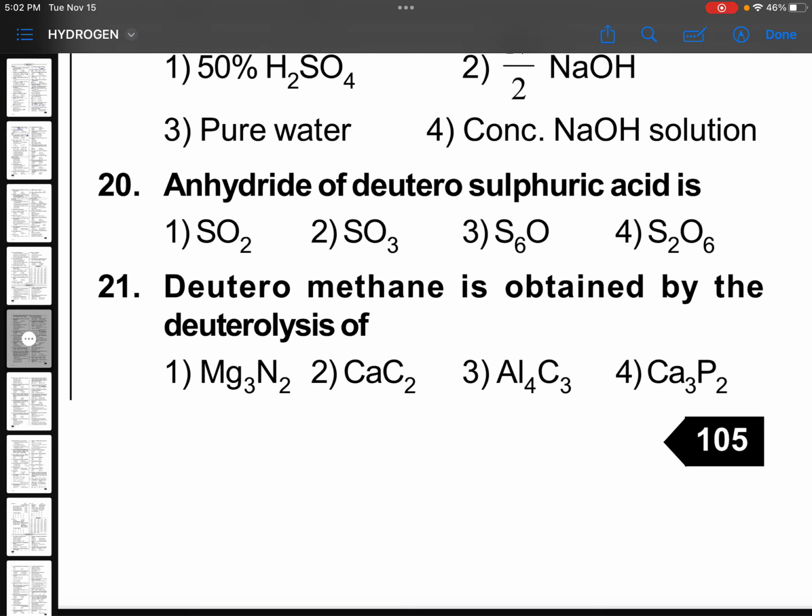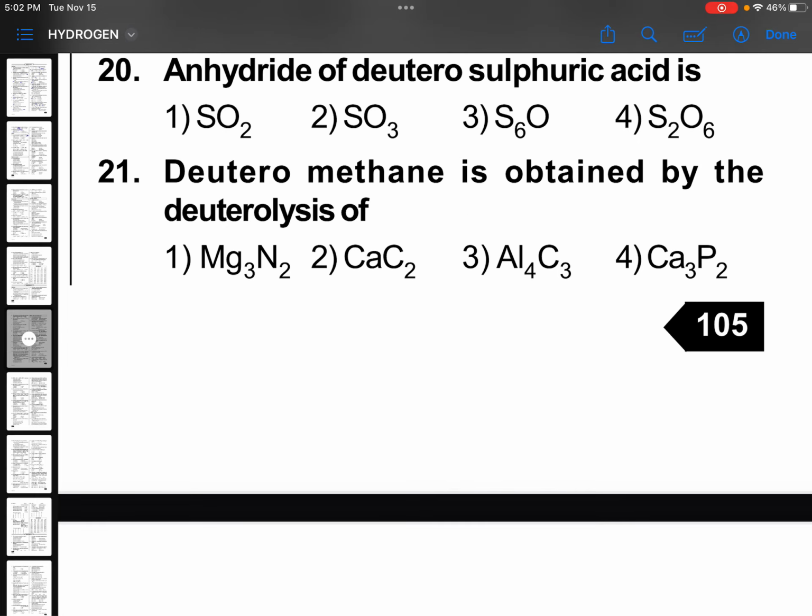The anhydride of deuterosulfuric acid is SO3. Okay, now SO3 plus D2O gives D2SO4. D2SO4 is called deuterosulfuric acid.